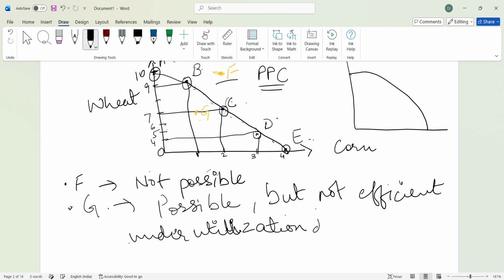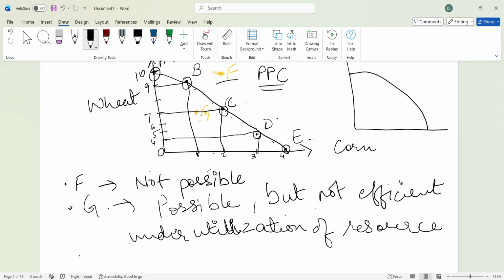Utilization of resources. So this G point is possible, but it's not an efficient point. Why? Because I'm not utilizing my resources to the fullest. I can actually produce the same 7 units of wheat and increase my production of corn by going horizontal, right? By going to the right and increasing the production of corn from 1.1 to, let's say, 2. I can do that. There's a possibility, right? So that is why this G point is possible, but it's not efficient. This basically signifies underutilization of resources.